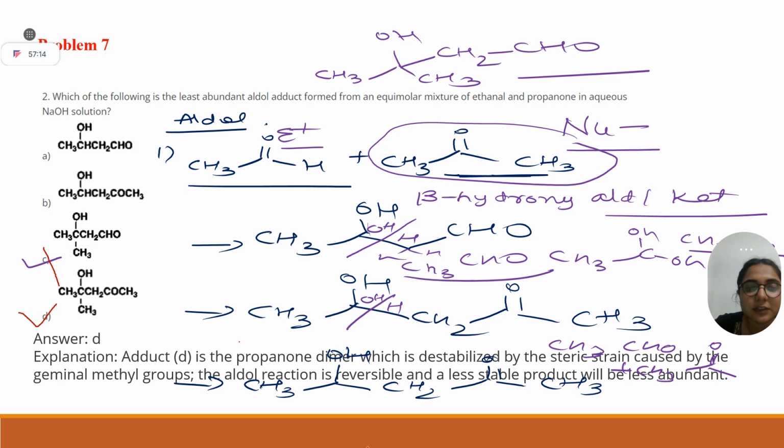They are giving the explanation that adduct D is the propanone dimer. Self-aldol products are also called dimers, right? Adduct D is the propanone dimer, which is destabilized by the steric strain caused by geminal methyl groups. What will be the self-aldol product of this propanone?